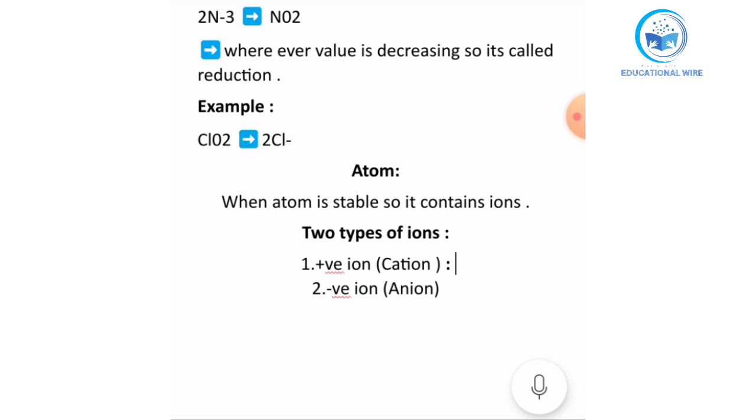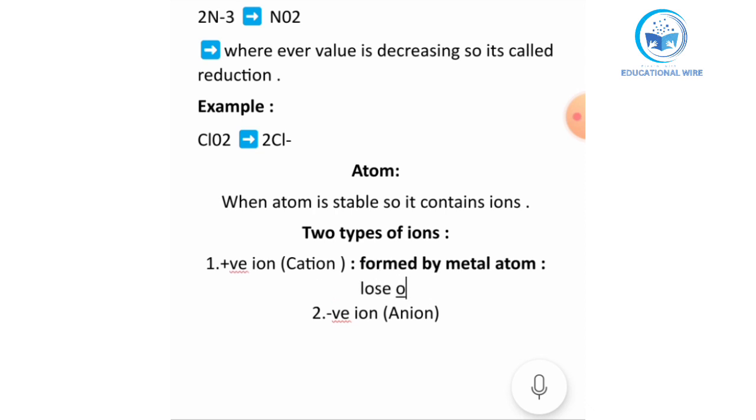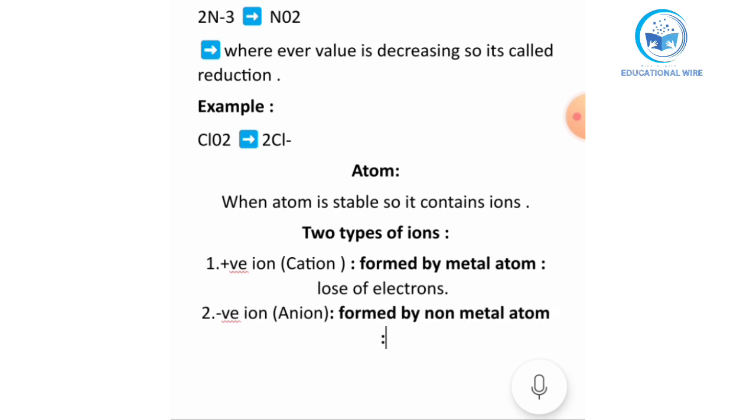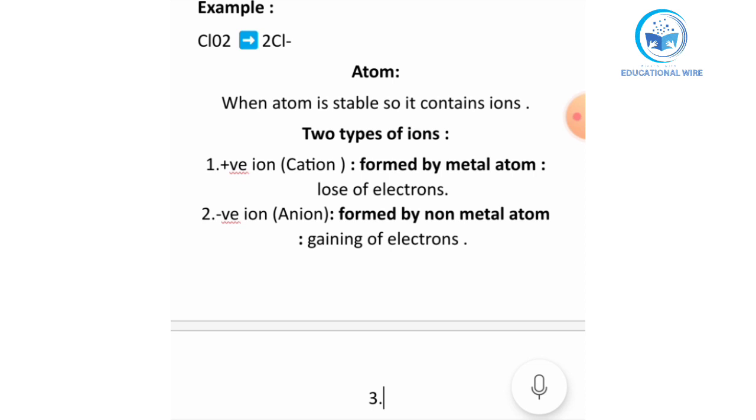Let me write here a little definition. A cation is formed by a metal atom, where we have a loss of electrons, so that the positive charge is called a cation. Next, an anion is formed by a non-metal atom, and it involves gaining of electrons. Yes, gaining of electrons.